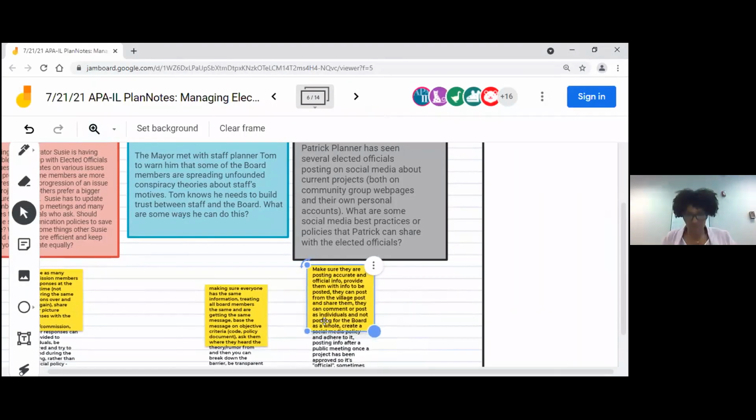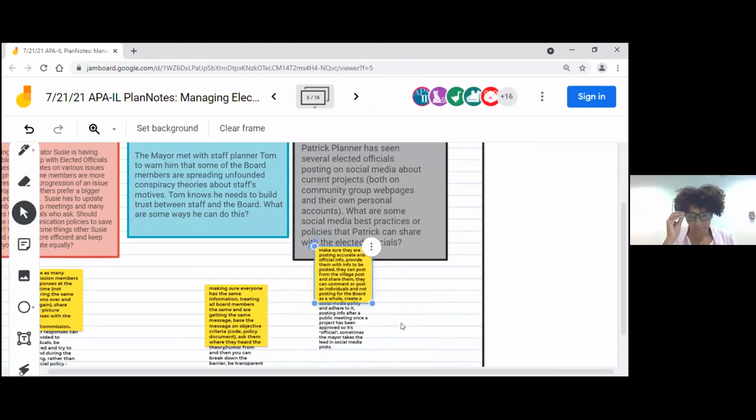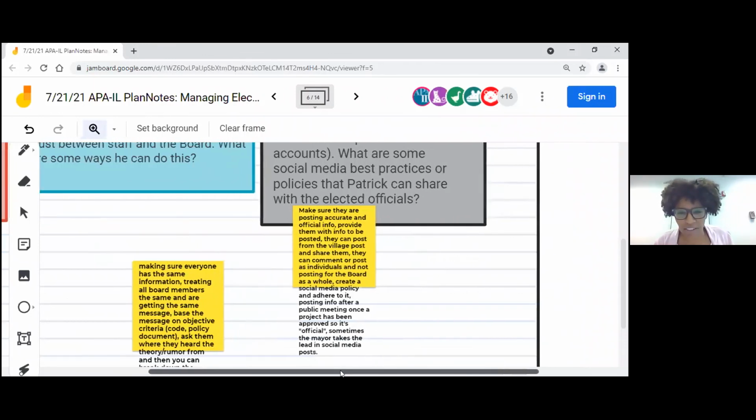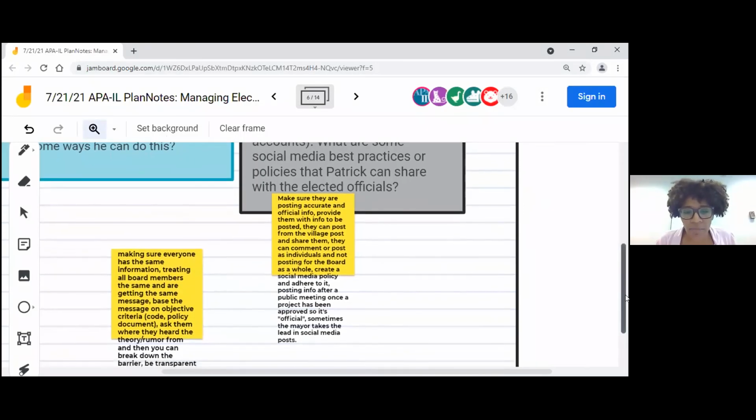That's a good question. What did this particular group say? Make sure they are posting accurate and official info; provide them with info to be posted. They can post from the village post and share them. They can comment or post as individuals and not post for the board as a whole. Okay, create a social media policy. I think that's a great idea.